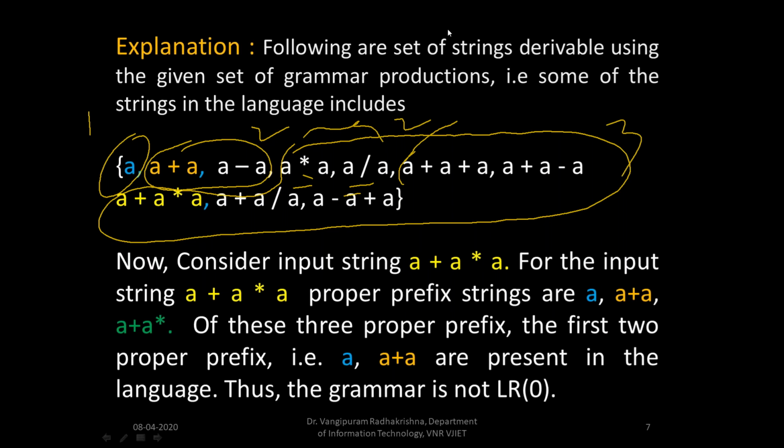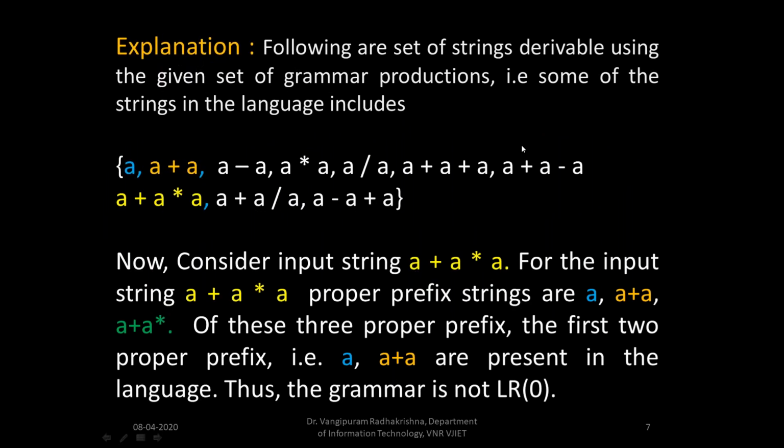Now assume that you are choosing some random input string from the given language, which is highlighted in yellow color. So this is the string.